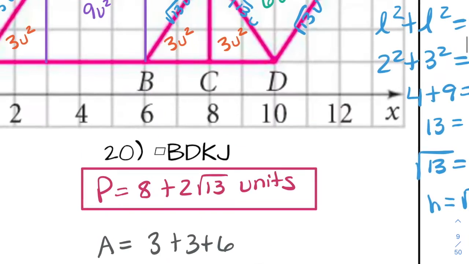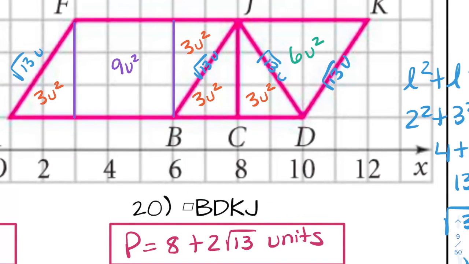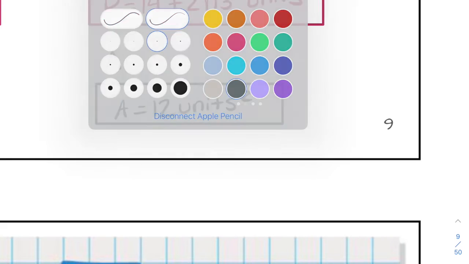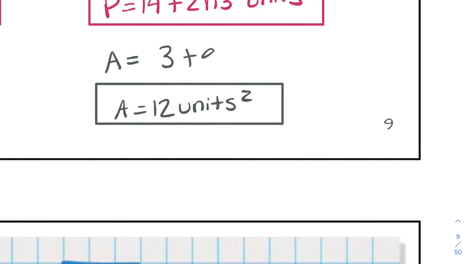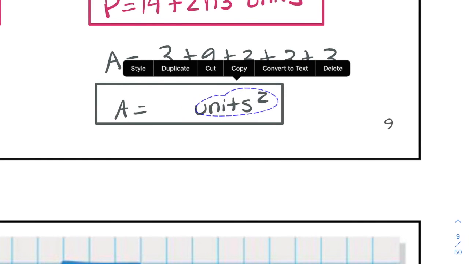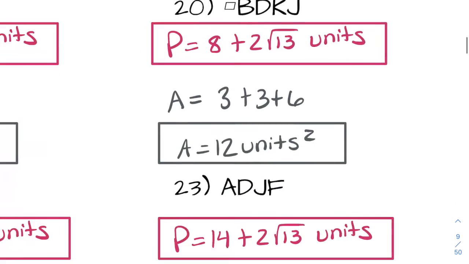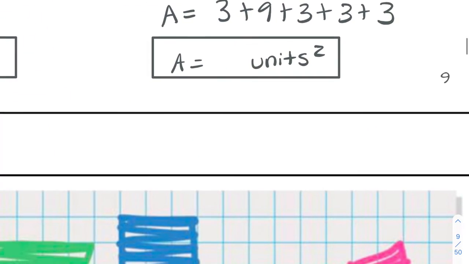And then its area is 9, 3, 3, 3, right? There's so many ways to find it. You could have taken away from the whole thing. I just want to make sure. 9, 18, 19, 20, 21.